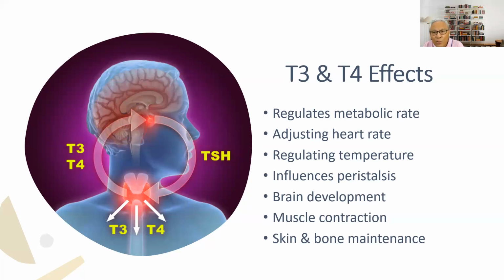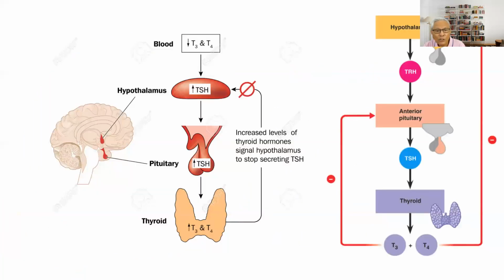In addition to that, they also regulate body temperature. All these are very important because when we talk about the signs and symptoms of thyroid problems, you're going to have problems with your metabolic rate, your heart rate, as well as temperature. In addition, it also influences the digestive tract by influencing peristaltic activity, and then, of course, muscle contraction, as well as skin and bone maintenance by controlling the rate at which the body replaces dying cells. Those are the major functions of your T3 and T4.